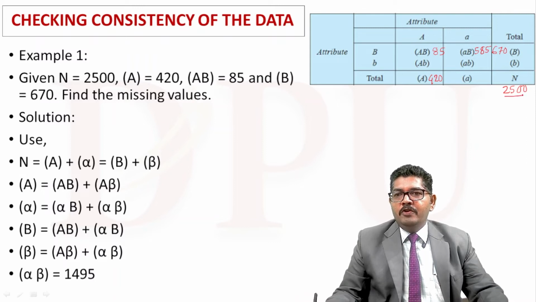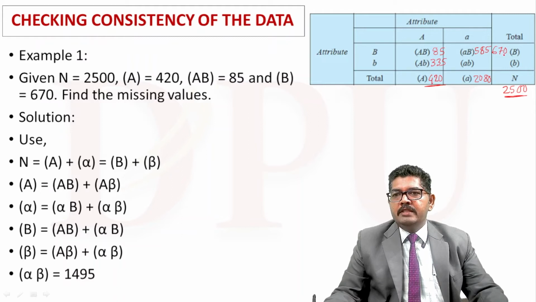Similarly, if this value is 2500 and this value is 420, we can get this value. 2500 minus 420 will be 2080, so this is also a positive value. Then 420 minus 85: 420 minus 100 is 320, and 320 plus 15 is 335. So this particular value is 335.